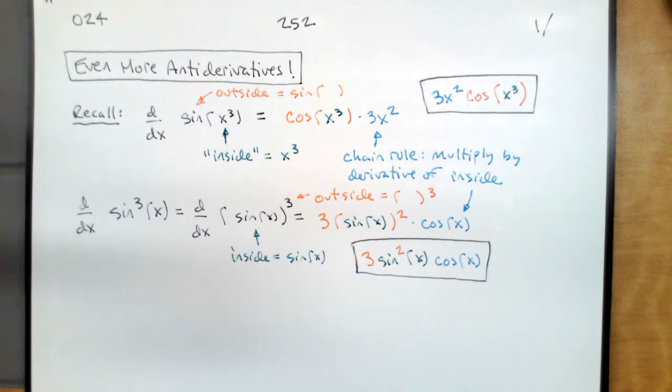So we need to turn this reading around. We need to look at these derivatives that we found and come up with a system for going from this derivative back to the function that we started with. So we want to look at this derivative and go back to the function that we started with. We need to undo the chain rule.